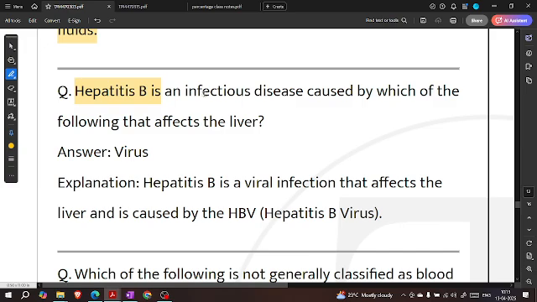Hepatitis B is an infectious disease caused by which of the following that affects the liver? Virus. Hepatitis B is a viral infection that can affect the liver and is caused by HBV, hepatitis B virus.